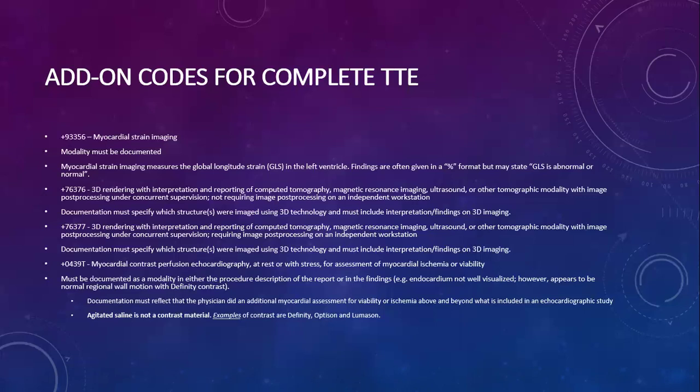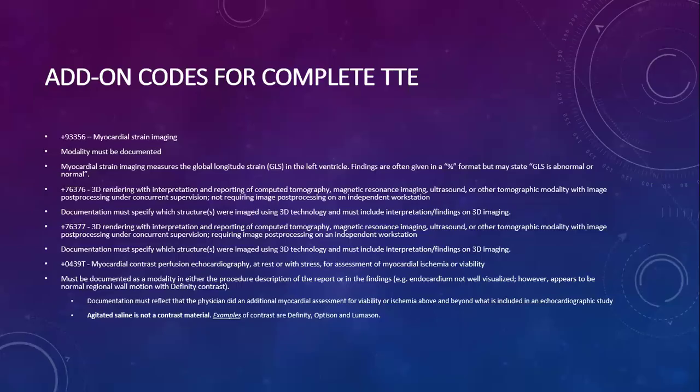Okay, so we also have 0439T. This is a category 3 code. This is for myocardial contrast perfusion echocardiography. This can be done at rest or at stress and is for the assessment of myocardial ischemia or viability. Remember, they have to be doing this for myocardial ischemia or viability. If done for any other reason, it is not billable, okay? And the reason they do that is we want to be seeing what's going on in that particular area.